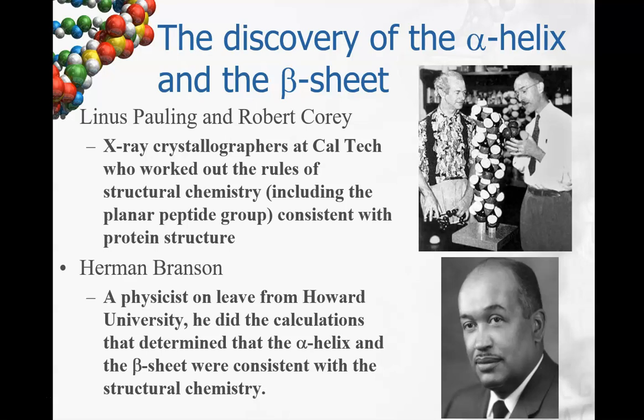Because over in England there was another group of scientists working on the structure of hemoglobin, and they did not have a Herman Branson to help them work out the calculations, and they were working on myoglobin and hemoglobin, which have lots of alpha helices. They should have discovered the alpha helix, but they didn't. So Herman Branson was really pivotal to Linus Pauling and Robert Corey being able to propose that these structures existed, and then for the X-ray crystallographers to verify that they did.